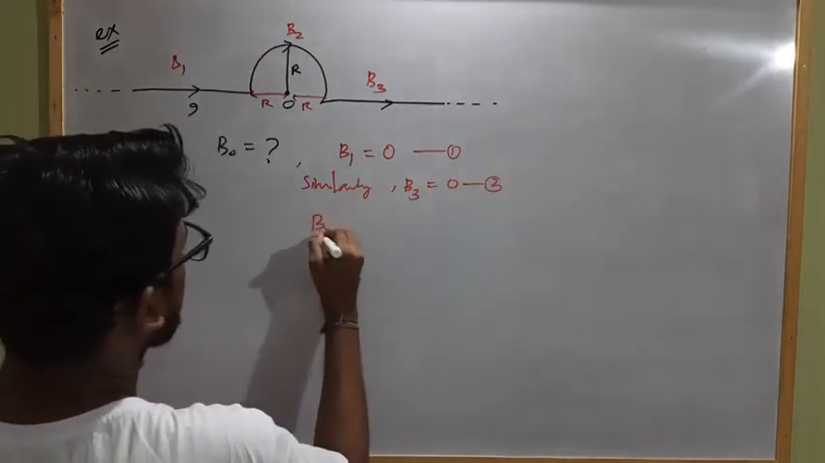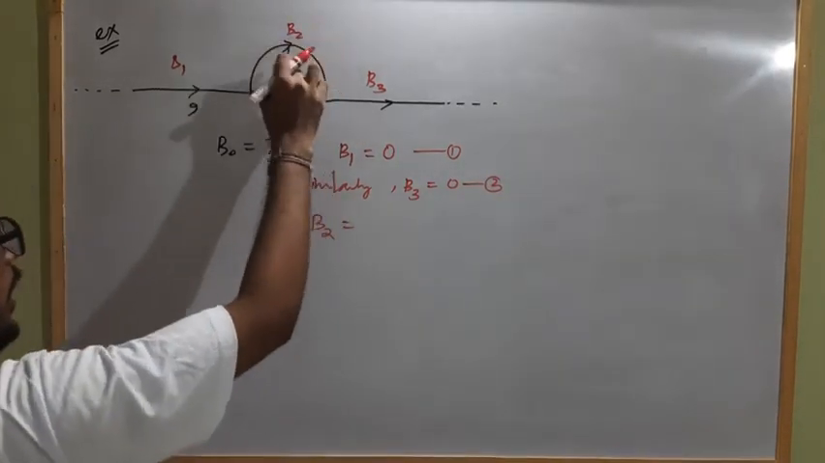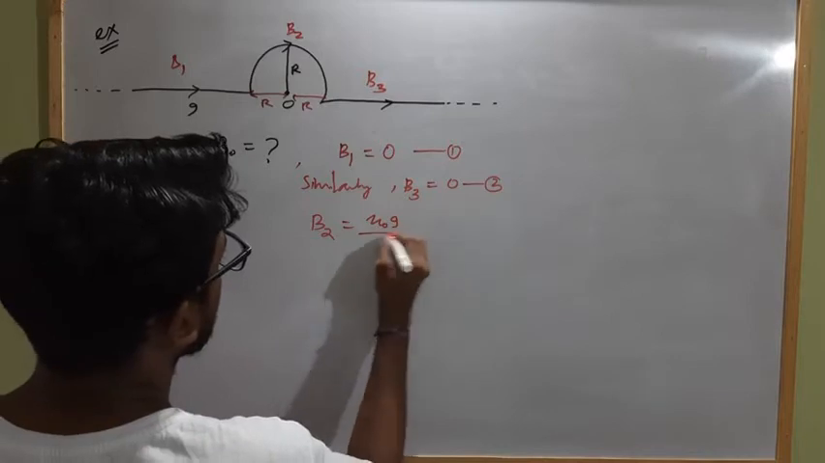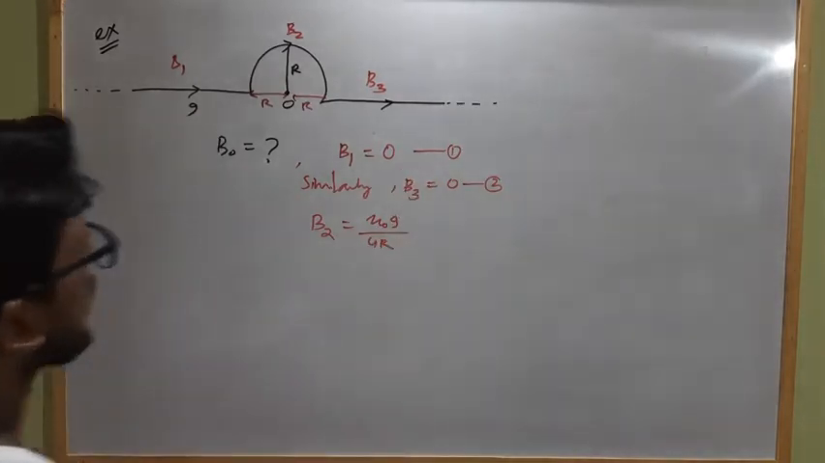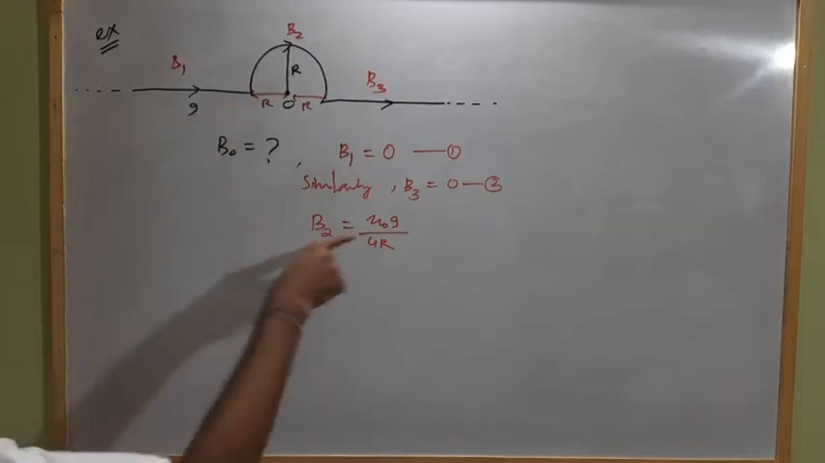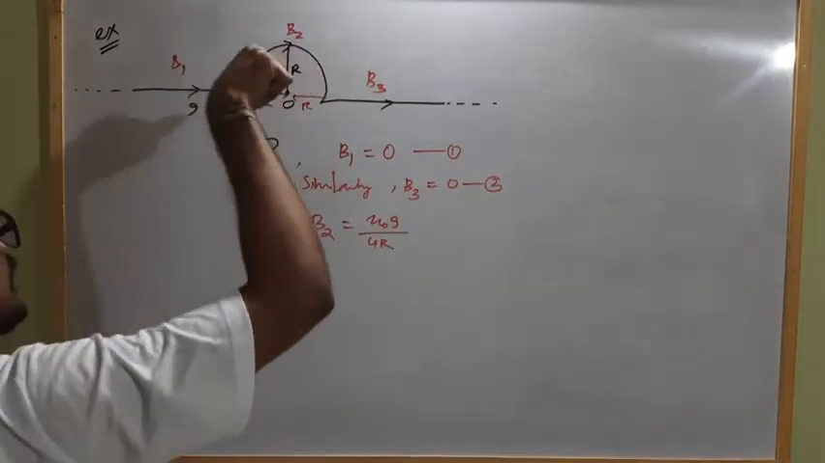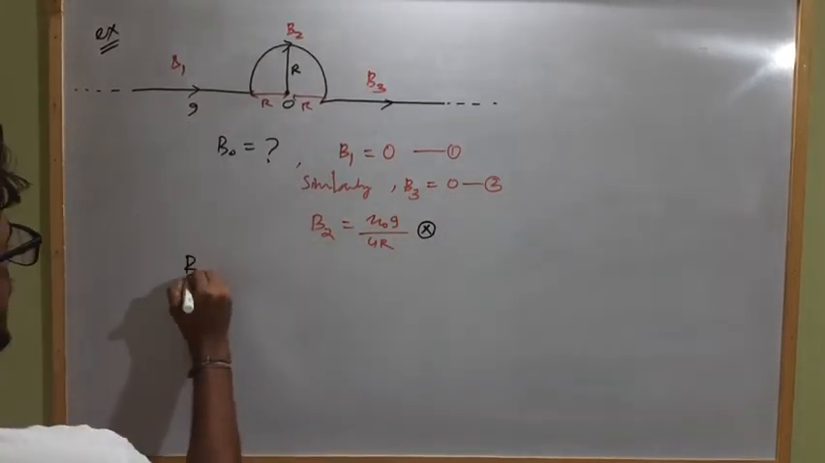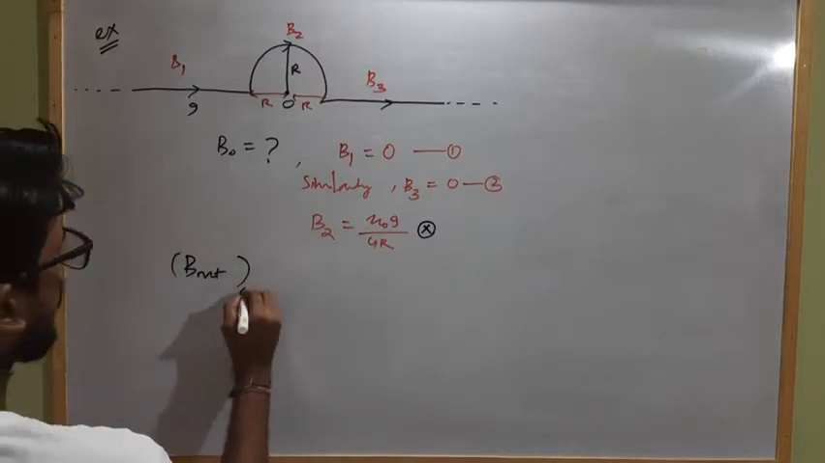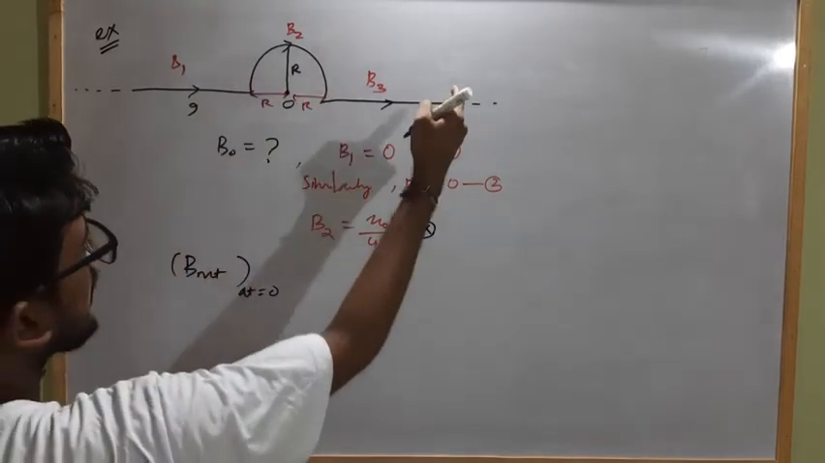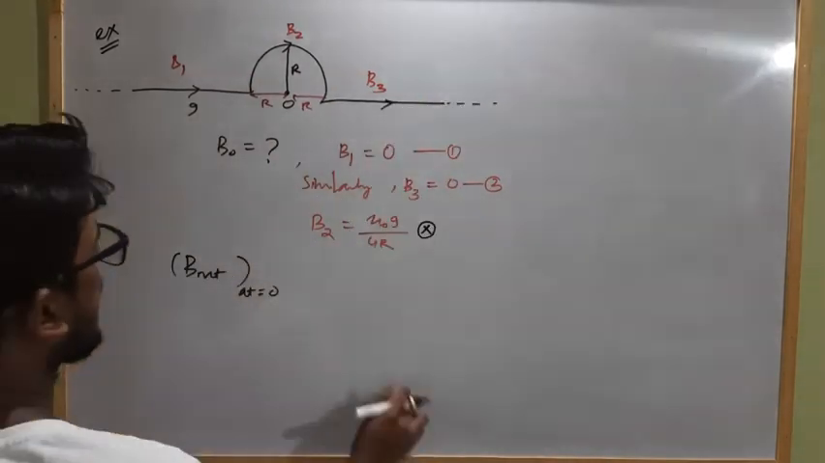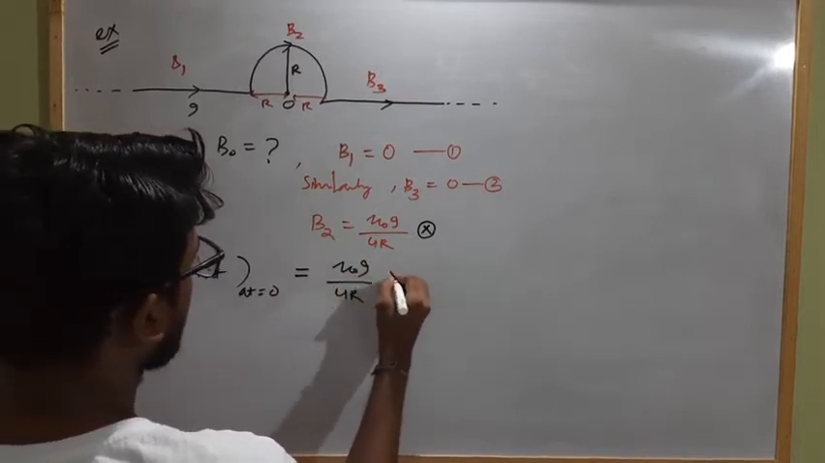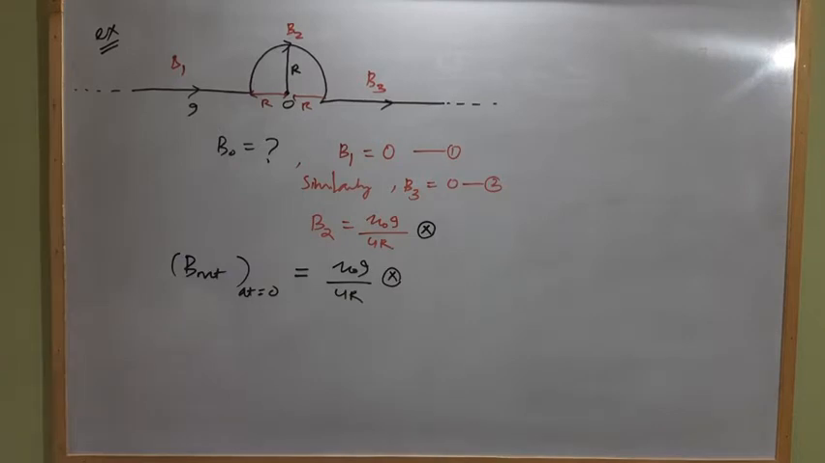What will be the value of B2? As this is a semicircular arc of radius r, the value of B2 will be mu naught I divided by 4r. Clear? And the direction: B1 is 0, B3 is 0, B2 is clockwise, so inward. So the net B at O, due to this complete current carrying loop or coil, will be mu naught I by 4r. Direction is into the plane or inward. Clear?